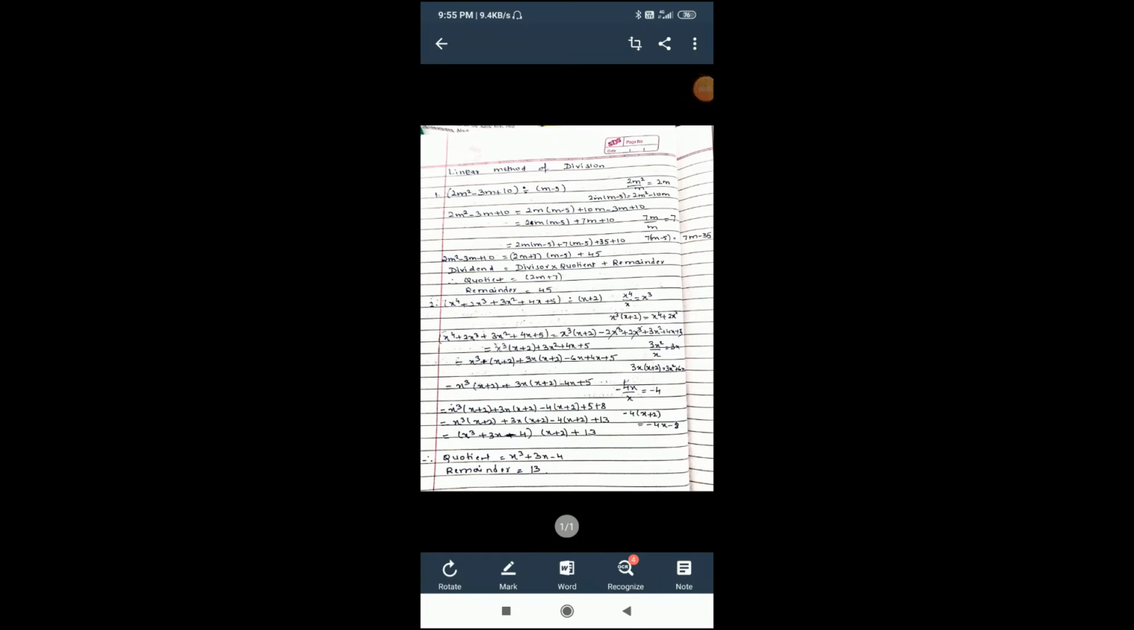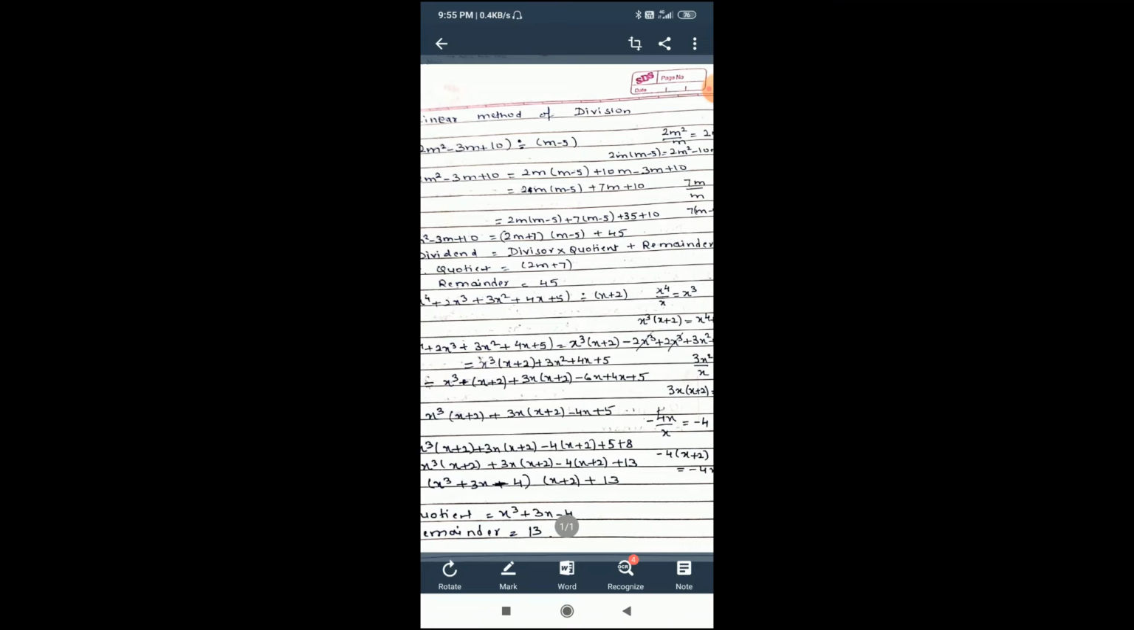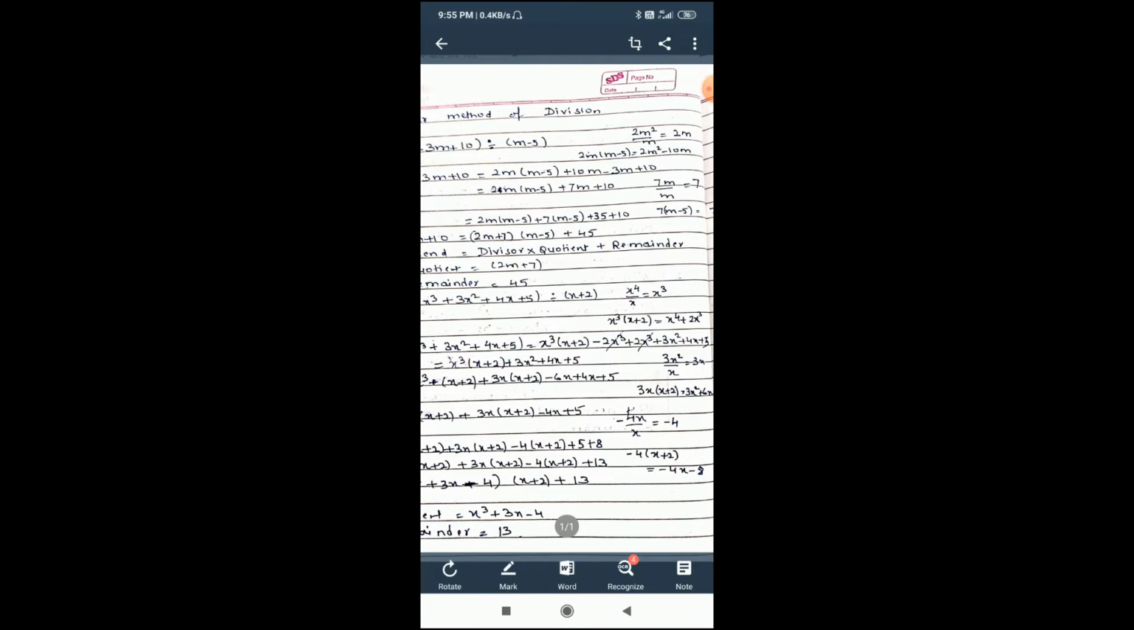Good morning, students. Let us now see the linear method of division. In this method, we are taking the first example: 2m square minus 3m plus 10 divided by m minus 5. The first term of the dividend is 2m square and the first term of the divisor is m. So, 2m square upon m is equal to 2m.